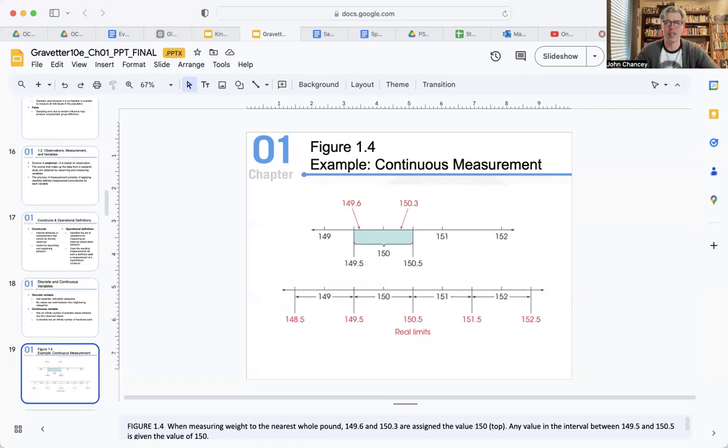Okay, so here's an example of a continuous variable, like if you were measuring a quantity, or I guess this is weight in this case. Your weight might be 150, or you might tell people it's 150, but maybe it fluctuates somewhere between 149.5 and 150.5. We would call those two points the real limits.